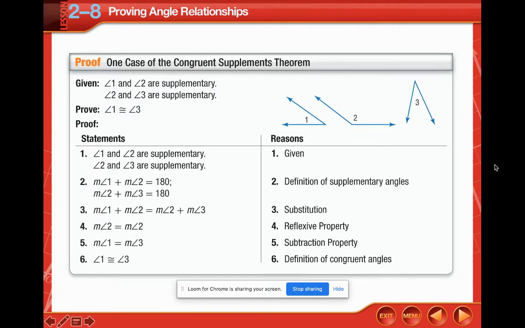Okay. Angle 1 and angle 2 are supplementary. Angle 2 and angle 3 are supplementary. Prove angle 1 and angle 3 are congruent. So this just goes to show how you can prove it. If angle 1 and angle 2 are supplementary and angle 2 and angle 3 are supplementary, angle 1 plus angle 2 equals 180. Angle 2 plus angle 3 equals 180. Okay, substitution. So we just substitute in since they both equal 180. This equals this. Subtract angle 2 from both sides. You get angle 1 and angle 3. Angle 1 equals angle 3.